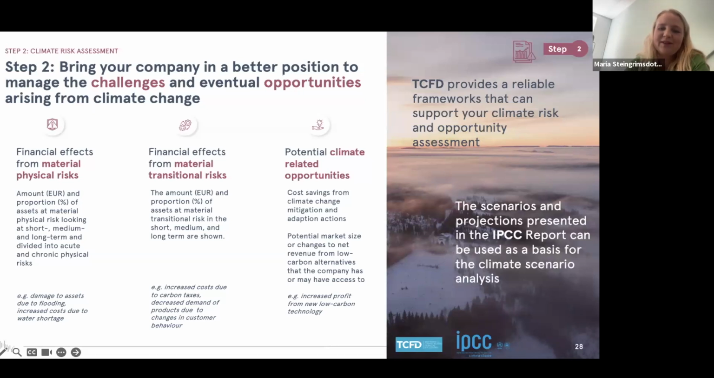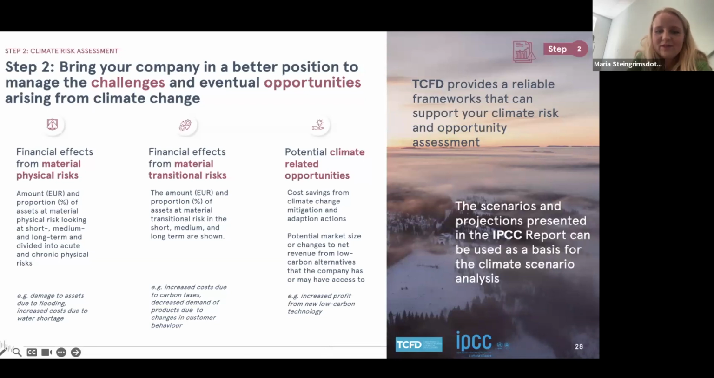The third point that you need to report on here is to assess potential climate-related opportunities. So any cost savings that climate change mitigation and adaptations actions can have on the company. And this could be, for example, increased profit from new low carbon technology.